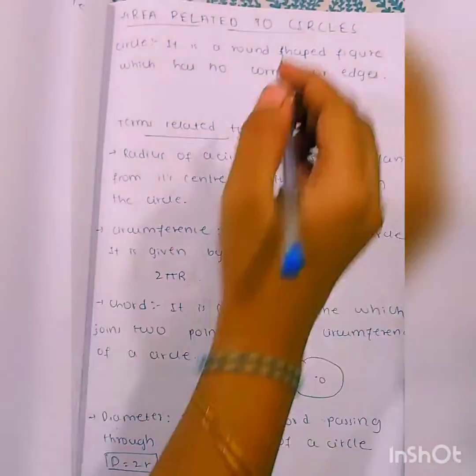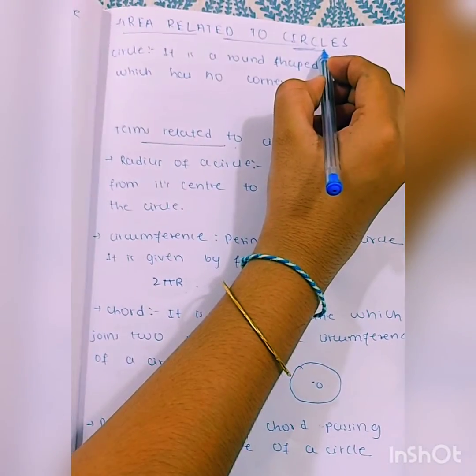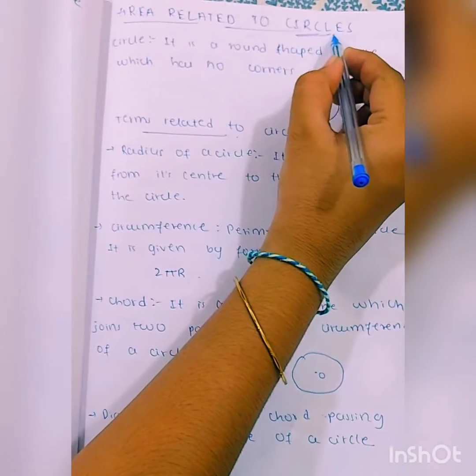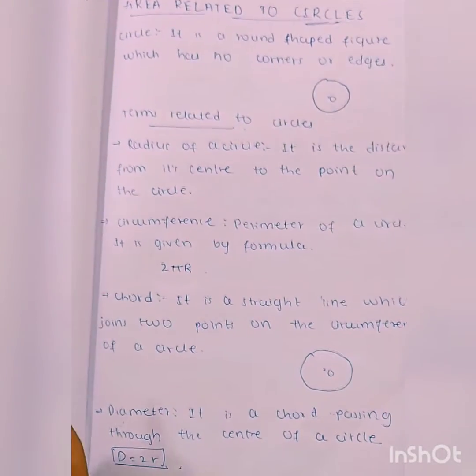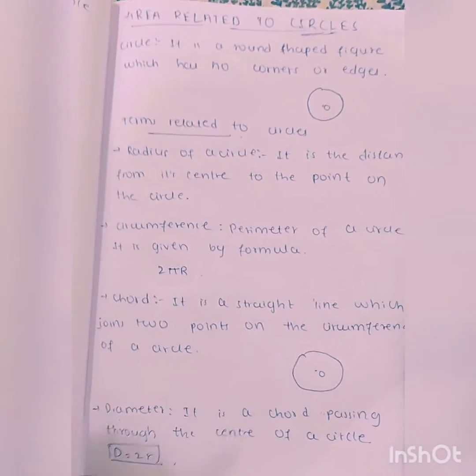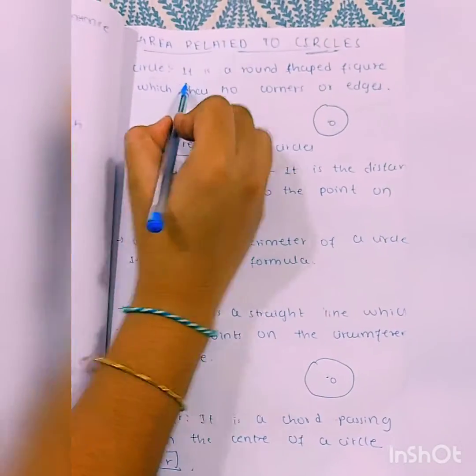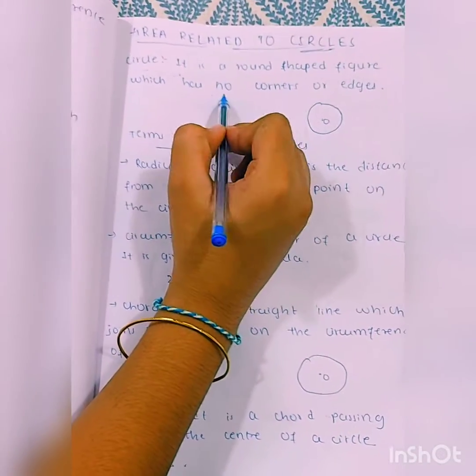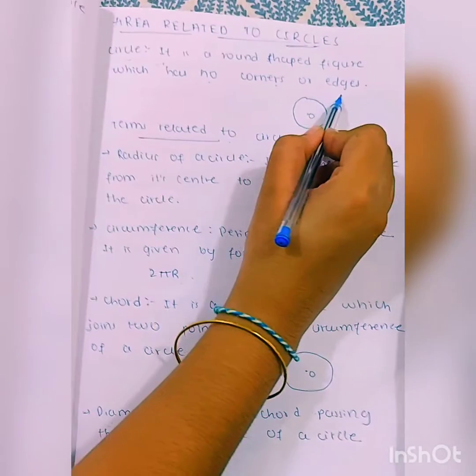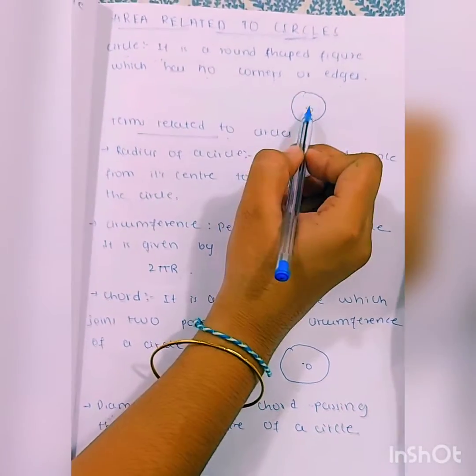So as we are talking about circles, first of all I want to tell a few basic points about circles. So first of all, what is a circle? A circle is a round shaped figure which has no corners or edges. It is a circle with center O.